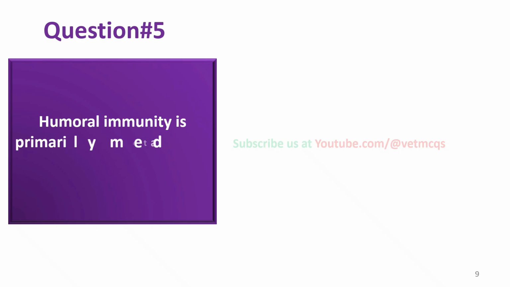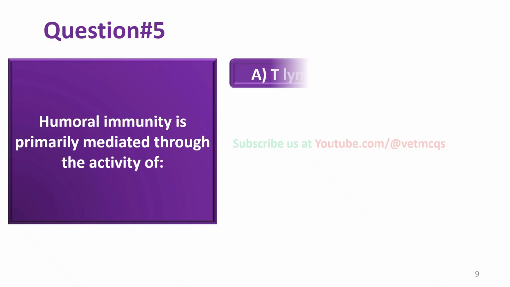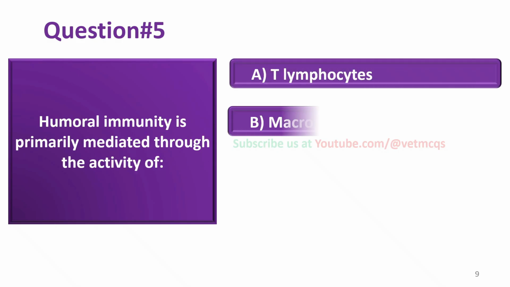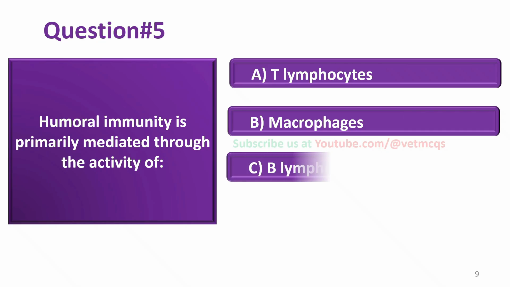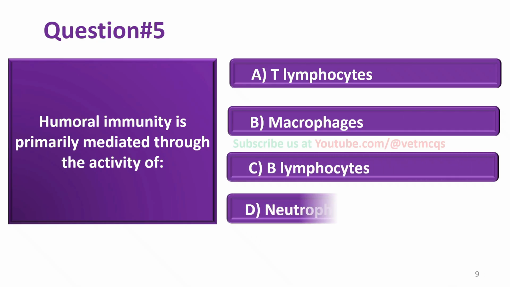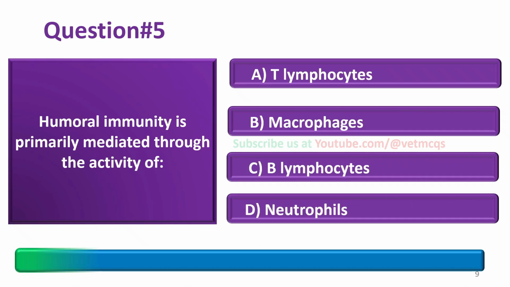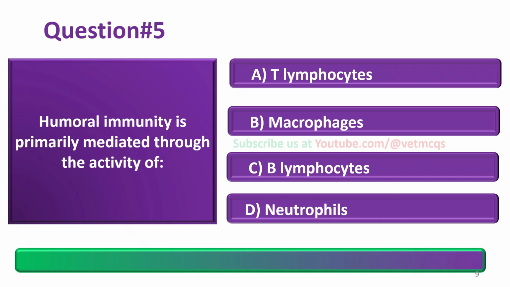Humoral immunity is primarily mediated through the activity of T lymphocytes, macrophages, B lymphocytes, neutrophils. And the correct answer is option C, that is B lymphocytes.